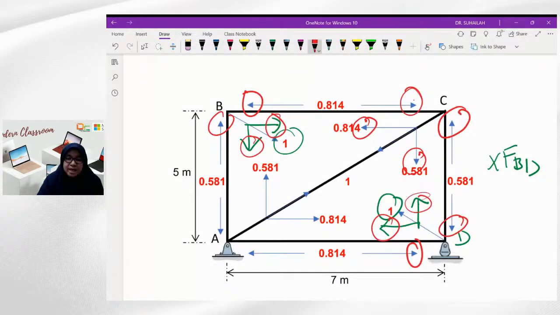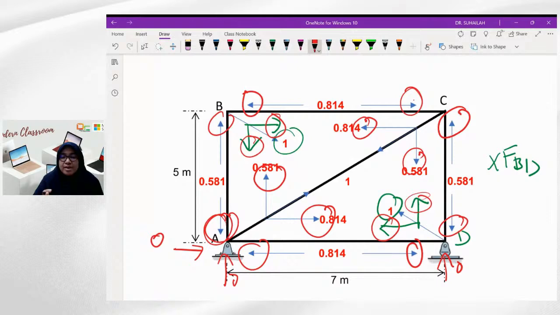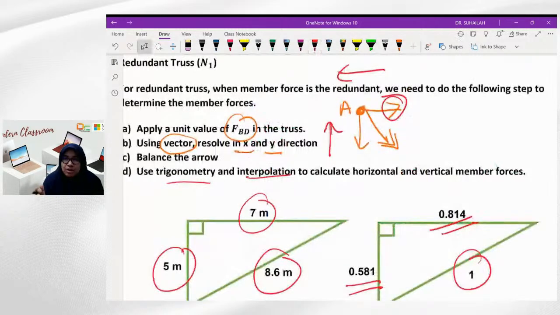Balance, and complete this. This one balances with this, and then complete this, balance with this one, and then we move to A. This one balances with this, and this we balance with this, and there is no reaction value, because reaction we calculate due to external loading, and in this case there is no external loading. So we analyze the redundant system.